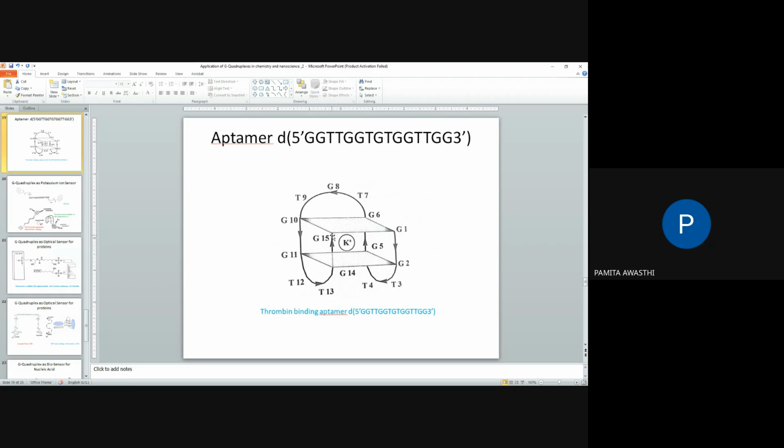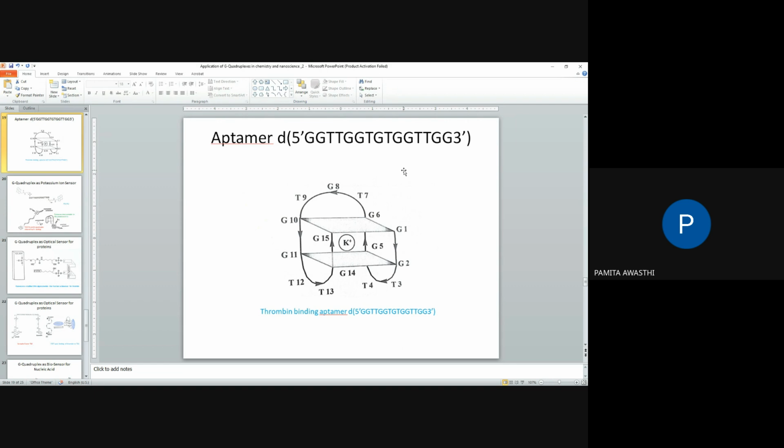You can see the two, one, two, three, four. This is one stack, another stack. So these are two stacks of G quartets, which are connected by two loops, T12 and T13, and T3 and T4, and there is a central three-base TGT loop. So this is one loop. These are all edgewise loops, and this is a unimolecule. You can see the unimolecular G quadruplex.